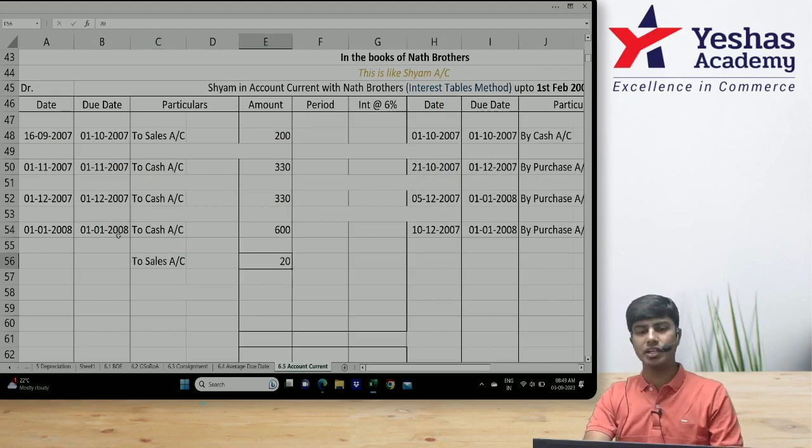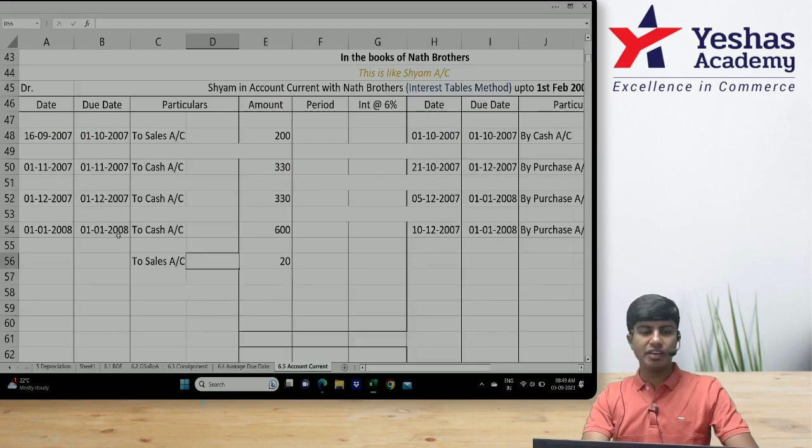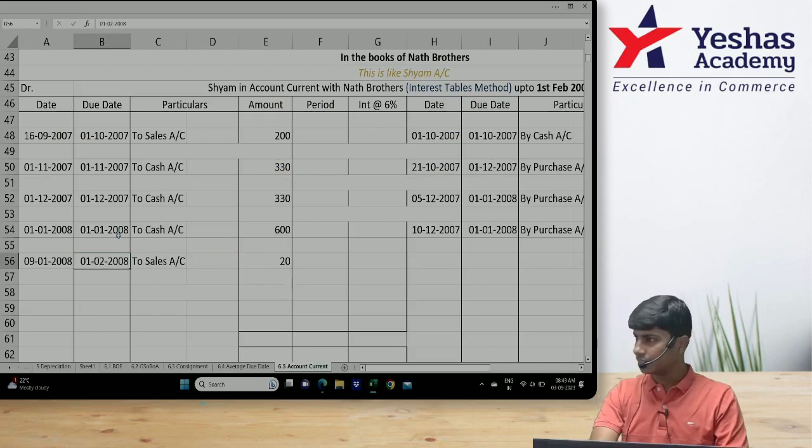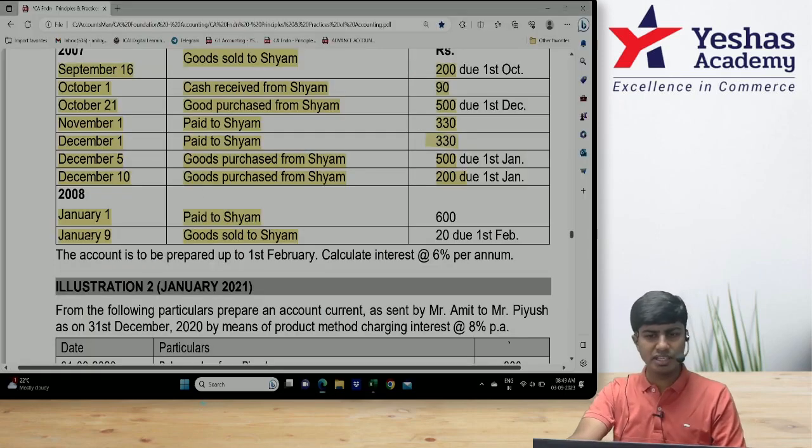Sales 20, date is January 9th. Due date is 1st of February. Clear? What is after this? That's it, everything else is done. Account current to be prepared on 1st of February.